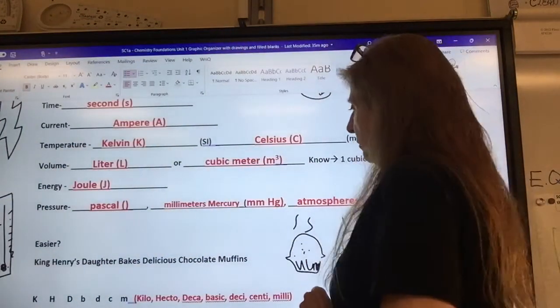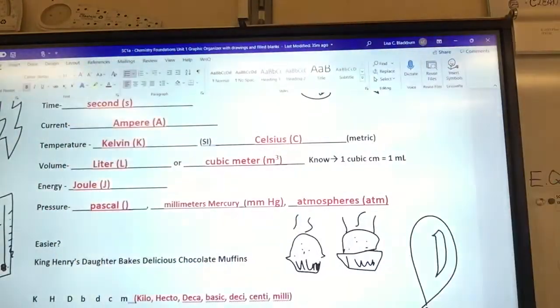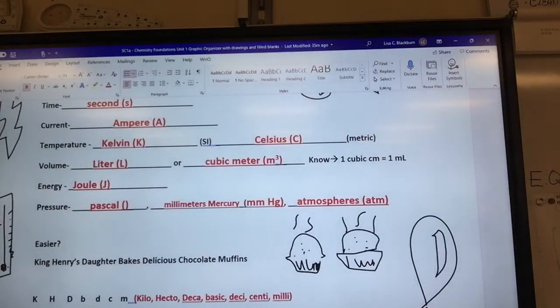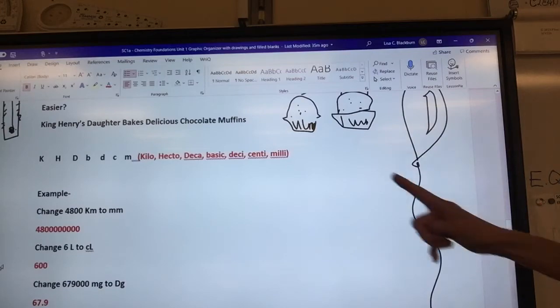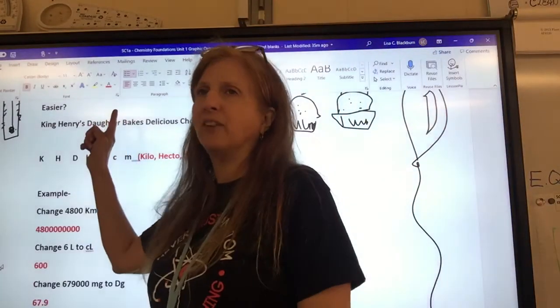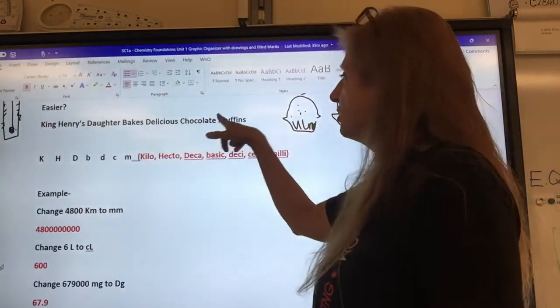Okay, let's go on with this. Now, can I scroll? We good? All right. So why do we like the metric system? And it's this. It's easier. So here's our little mnemonic device to remember it. It's King Henry's daughter. So everybody imagine King Henry. Imagine his daughter, the princess, bakes delicious chocolate muffins.